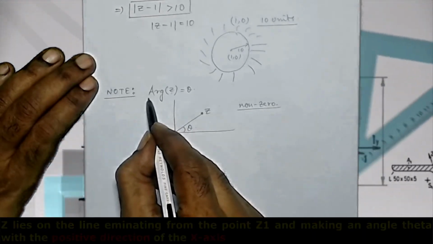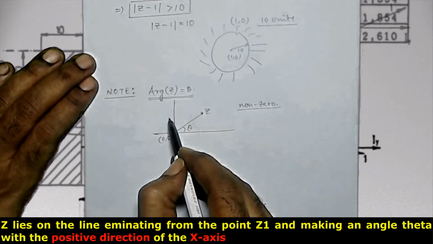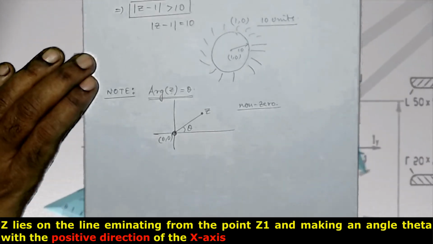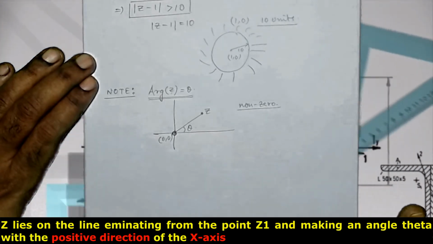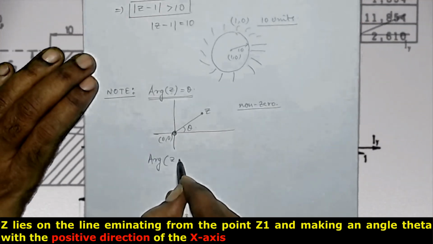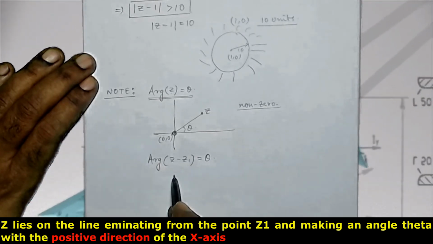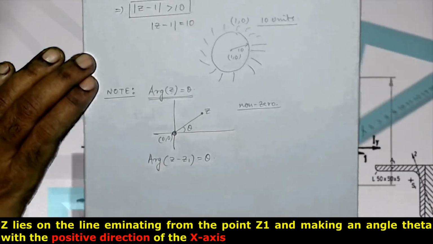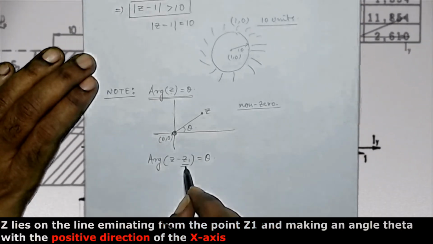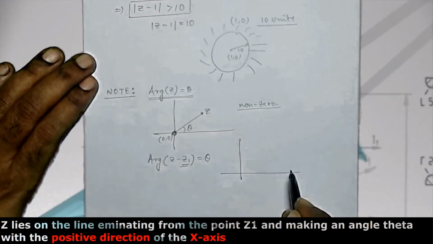So what does arg z equals theta represent? It is a ray emanating from the origin and making an angle theta with the positive real axis. Is it clear? Absolutely. In other words, suppose I say arg of z minus z1 is theta. What do you mean by this? This is again, z is lying on the ray emanating from the point z1 but not touching z1 and making an angle theta with the positive direction of the x-axis. We can assume it in this way.